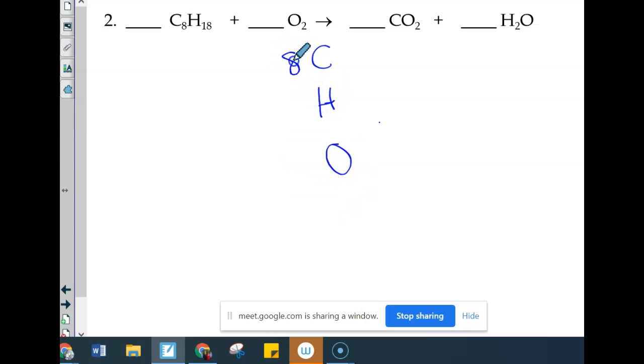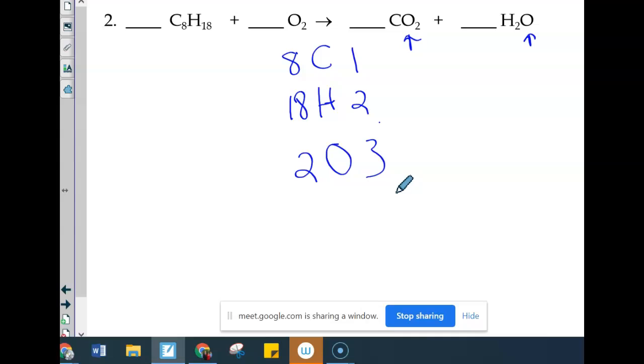Similar to yesterday, we have 8 C's, 18 H's, and 2 O's on the left. 8, 18, and 2. We have 1, 2, and 3 on the right. Now, we got a 1 and 2. Now, the 3 comes from, there's 2 here plus this one, which is 3. So 1, 2, and 3 on the right.